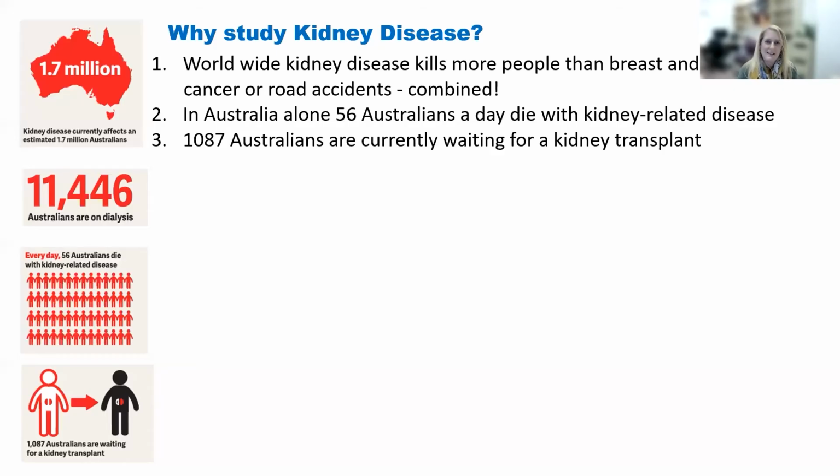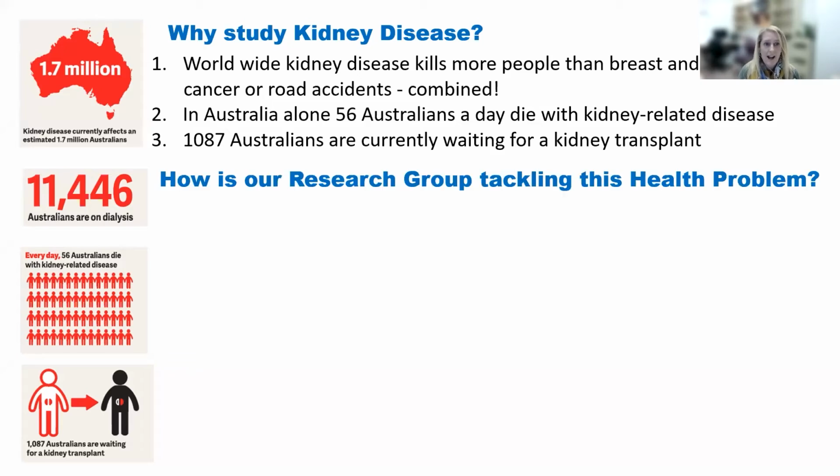Why study kidney disease? Well, worldwide kidney disease kills more people than breast and prostate cancer or road accidents combined. Yet that doesn't make headlines, which is why 1 in 3 people go undiagnosed with this disease. In Australia alone, 56 Australians a day die of kidney-related disease. 1,087 Australians are currently waiting for a kidney transplant. How is our research group tackling this health problem?